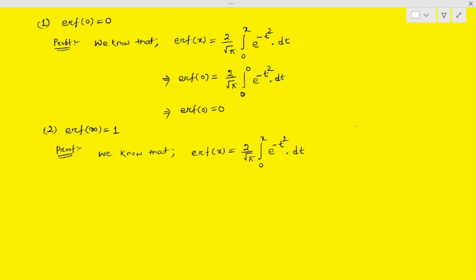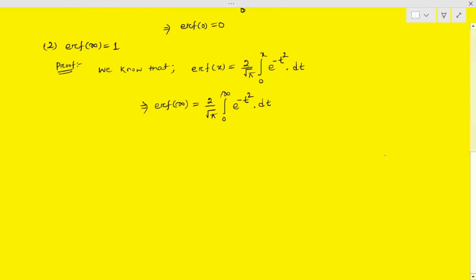Now we have to find the error function of infinity. That implies the error function of infinity will be how much? It will be 2 by root pi, integral from 0 to infinity, e to the minus t square dt. Here this is your gamma function itself. This integral is in the form of a gamma function.